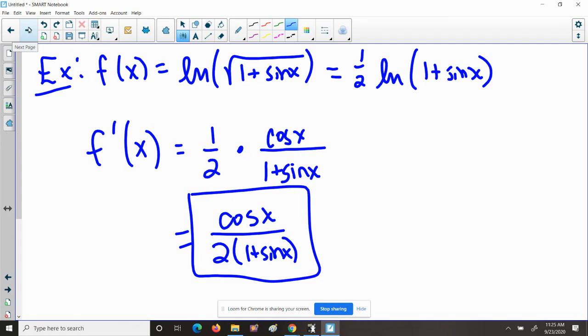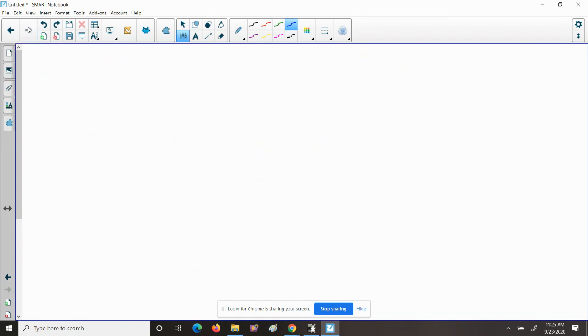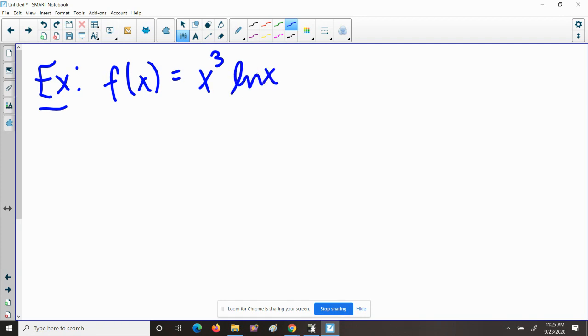All right, let's try one other type. I want to show you we can still use our other rules, even when we have natural logs in the functions. So let's say we have x cubed times natural log of x. If we have this function and we want to find the derivative, notice that we have a product. So we're going to have to use product rule. Let's go through that product rule.